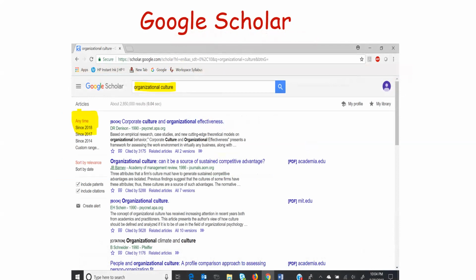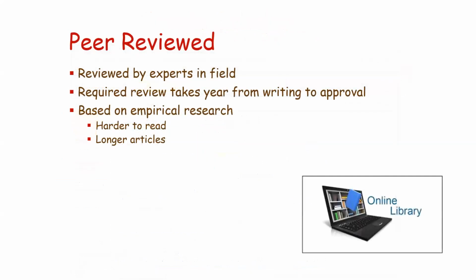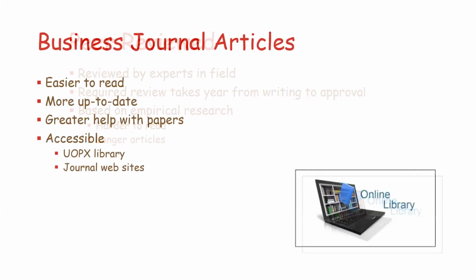Now, there is a caveat to Google Scholar. All the articles in Google Scholar are peer-reviewed. Peer review means that it's reviewed by experts in the field. Required review can take a year from writing to approval. It's based on empirical research, it's harder to read, and the articles are longer, which is why I keep telling you to use business journal articles.